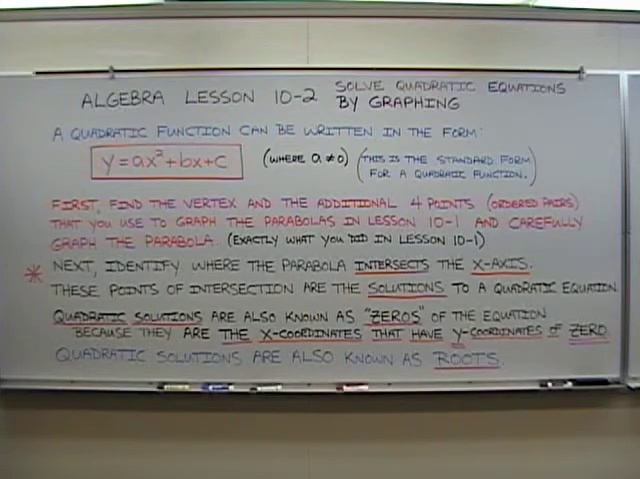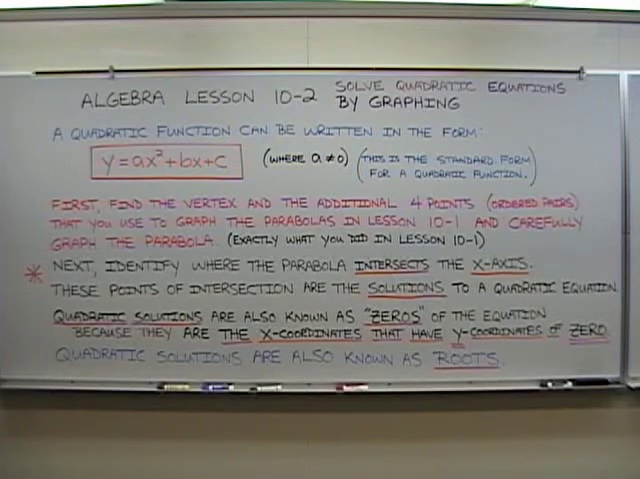So really in 10-2, the first part of every problem is going to be exactly like the problems were in lesson 10-1. First of all, we're going to find the x-coordinate of the vertex. Remember, that's the little formula where the x-coordinate of the vertex is equal to negative b over 2a. If you've forgotten that one, look back in your notes for lesson 10-1.